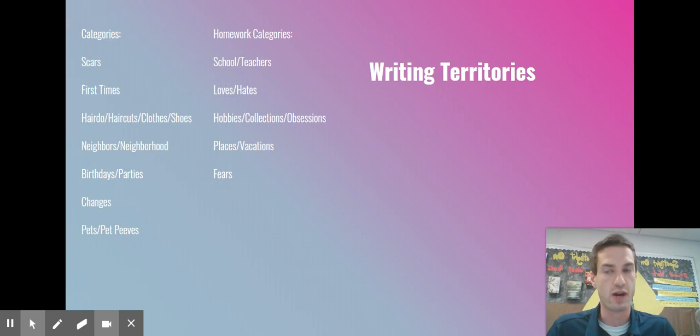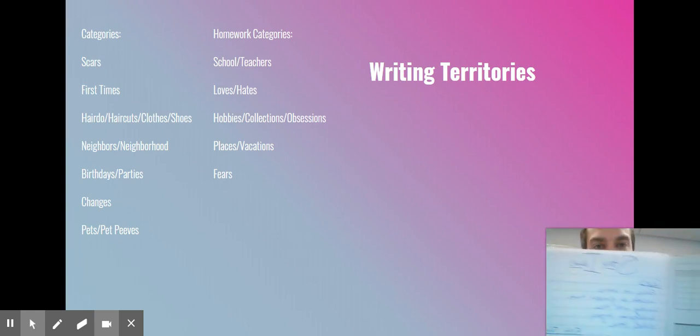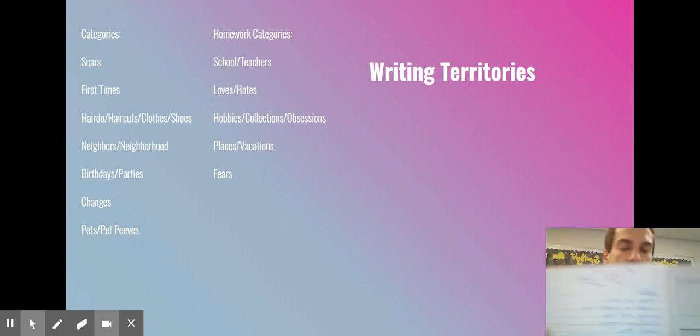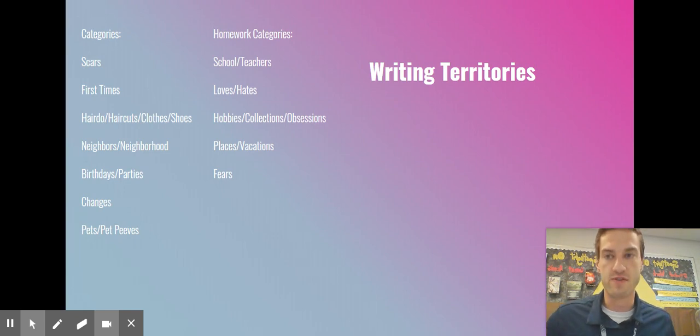And so I just threw out a bunch of different categories, and I had you guys write for 1 minute on each of these categories, trying to come up with as many examples of stories from your life that would fit into this category. So, for example, let's see if I can put this up here. Under scars, I came up with 5 different story ideas of some things that have happened to me that I would be able to develop later on.